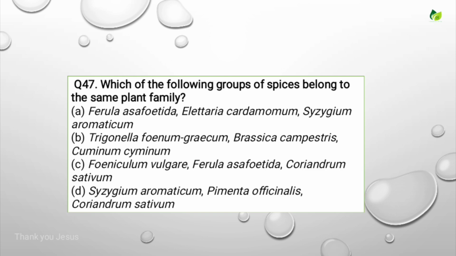Which of the following groups of species belong to the same plant family? Options are Ferula asafoetida, Elettaria cardamomum, Syzygium aromaticum, Trigonella foenum-graecum, Brassica campestris, Cuminum cyminum, Foeniculum vulgare, Ferula asafoetida, Coriandrum sativum, Syzygium aromaticum, Pimenta officinalis, Coriandrum sativum. For this, the correct answer is Foeniculum vulgare, Ferula asafoetida, Coriandrum sativum. Let's see the next question.